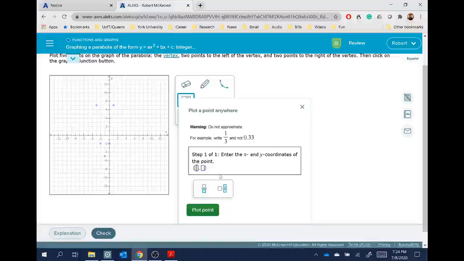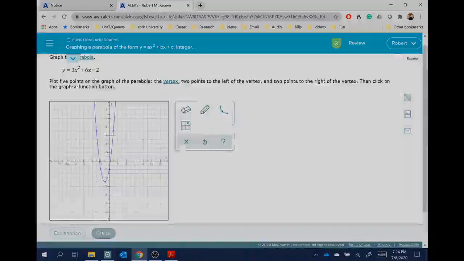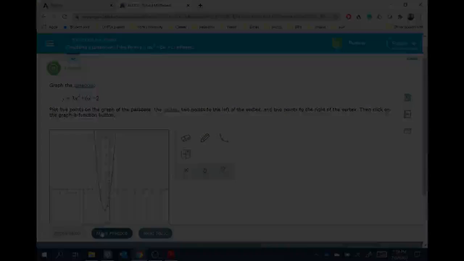Okay, so I've plotted the points of the parabola. And then all I had to do is press this button right here. And ALEKS sort of knows what to do with the plot points. Now let's see if it's correct. And it was correct.